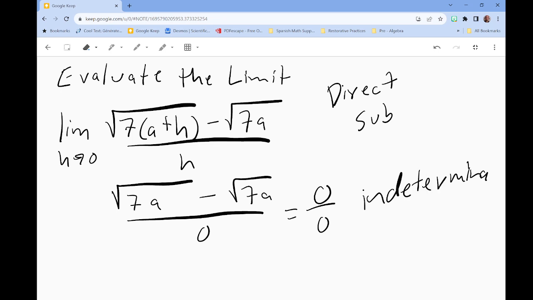Indeterminate. I ran out of room there. An indeterminate form, and therefore we don't know. There could be a limit, we're not sure. So we're going to have to try another method. Okay, let's try another method.